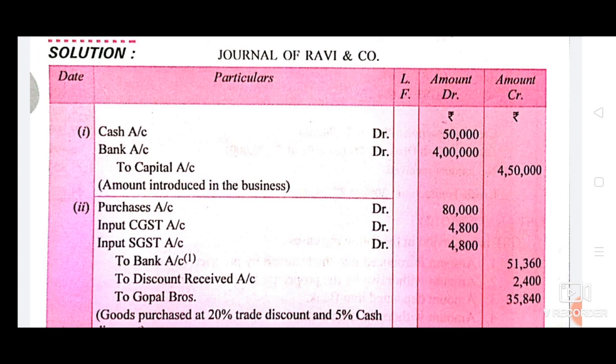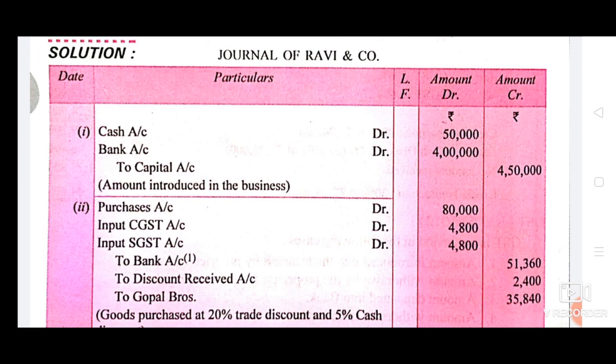But as we have paid 60% amount, we have got cash discount of rupees 2,400. So amount paid by us on cash payment is 51,360. Discount received is our gain 2,400 and credit transaction is of rupees 35,840. So to Gopal Brothers 35,840. This is the combined entry of cash transaction and credit transaction.